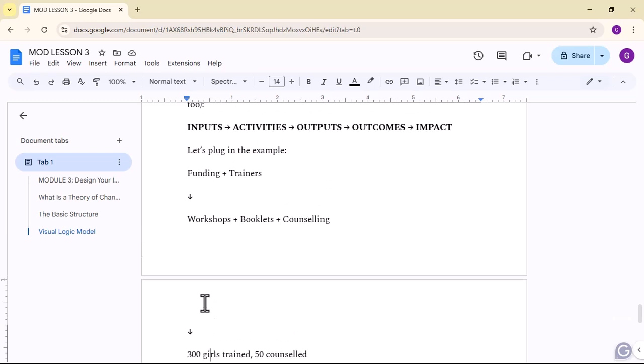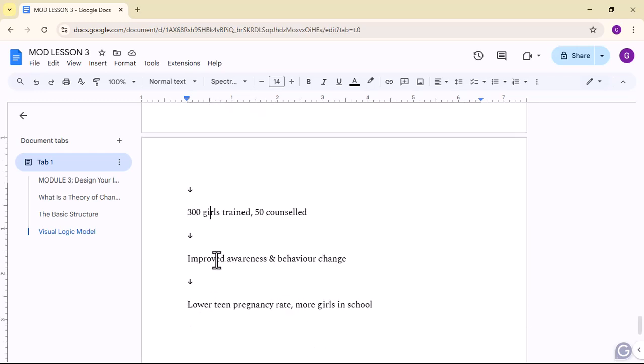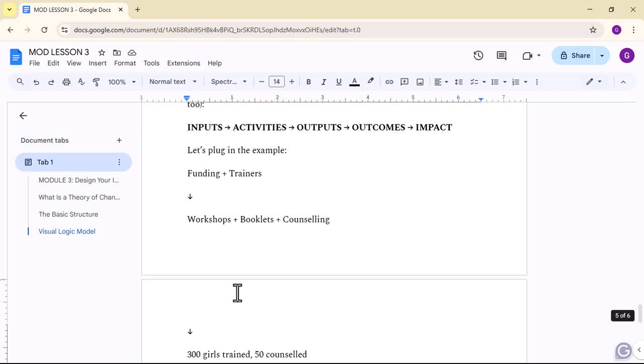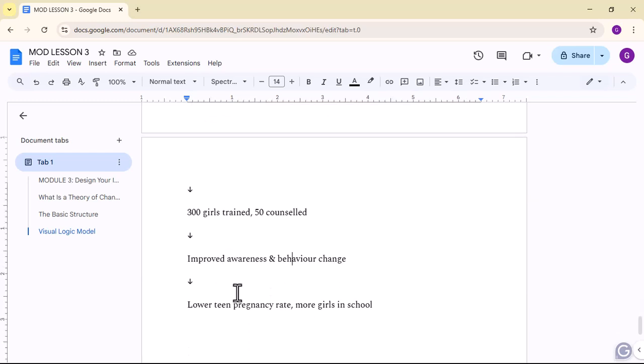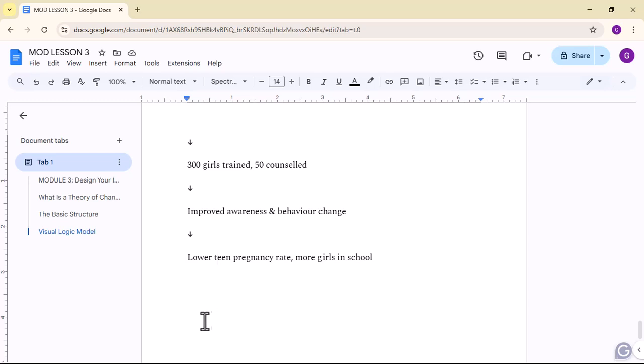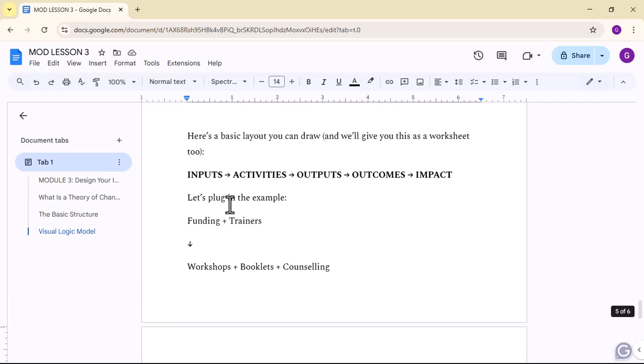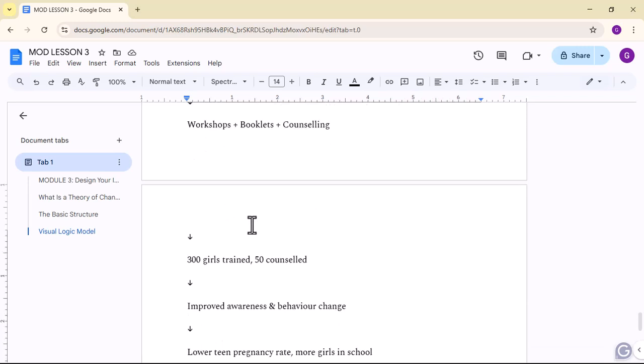Per program, yeah, per program. And then we have outcome like improved awareness and behavioral change. This is the outcome. And then we have the overall impact of the program, lower teen pregnancy rate, more girls in school, right? So this is the visual logic model of how it works. See, that's your project logic on a single line, very clear and easy to understand.